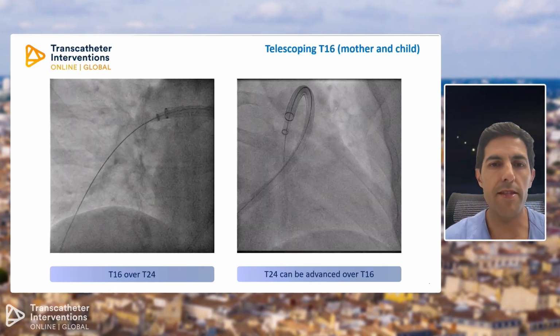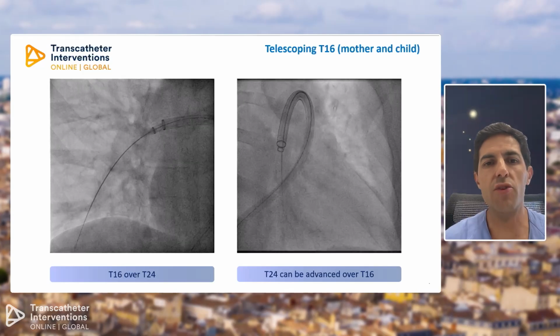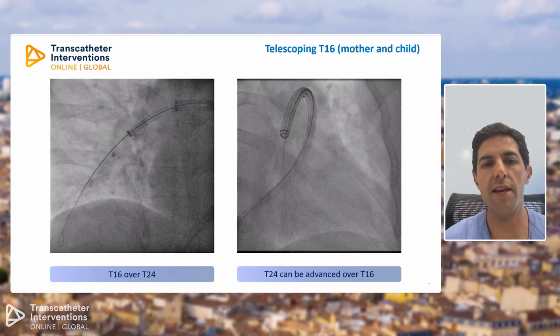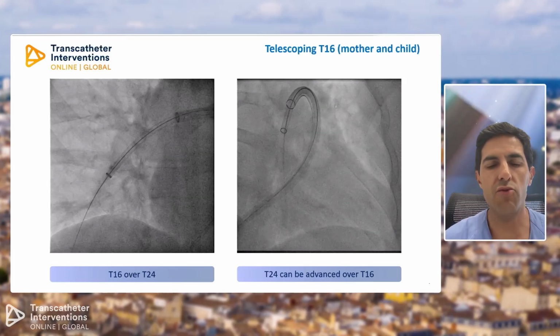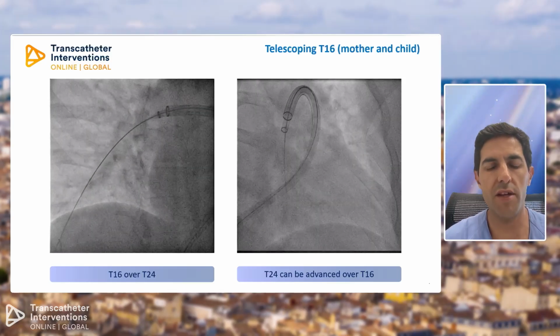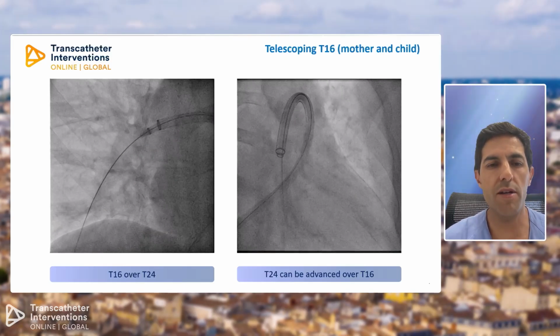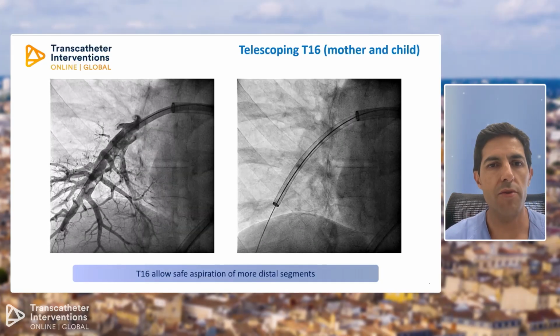Okay. And this is the only case where you can actually advance the T24 without a dilator, and that is because you have the T16 and you are doing this mother and child. This was of help in this particular case for overcoming some support issues.